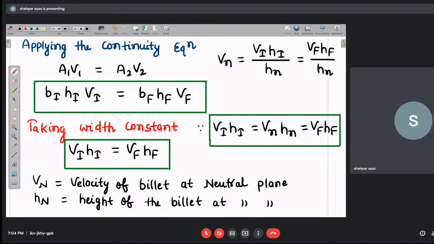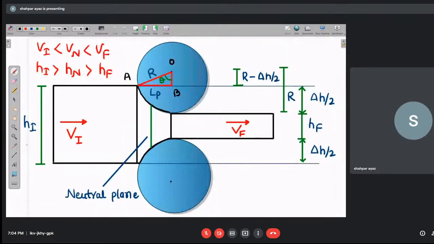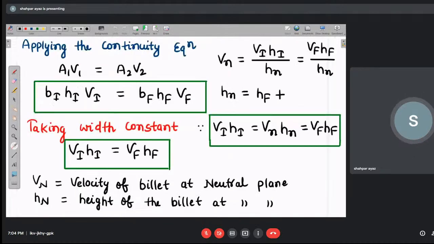Now you will ask, sir, how to find out Hn? Hn is quite simple. That is Hf plus something, where Hf is the final height of the billet. If this is your Hn, it is slightly greater than the final height. This is your Hf, and Hn is slightly bigger. So Hf plus 0.25 delta H. Clear? So this is the formula.